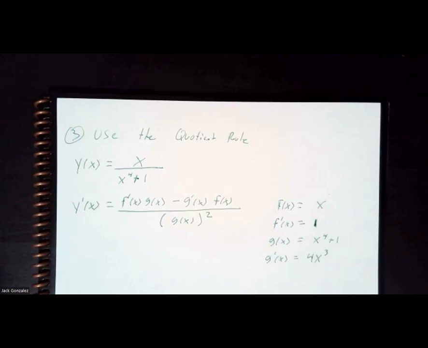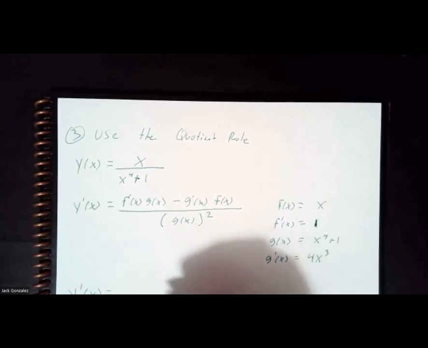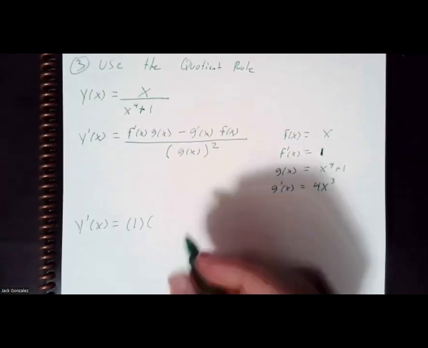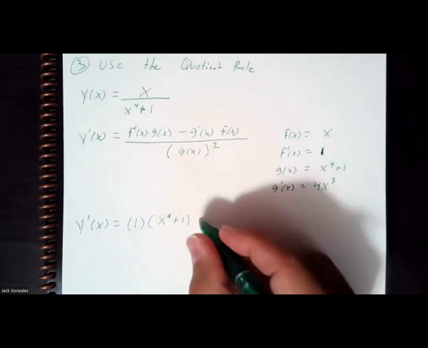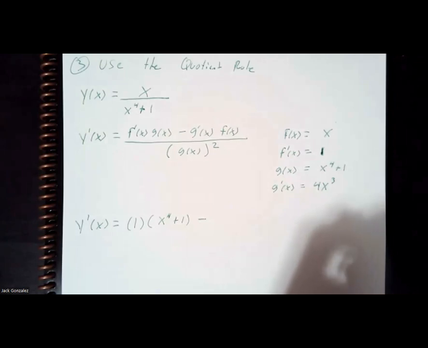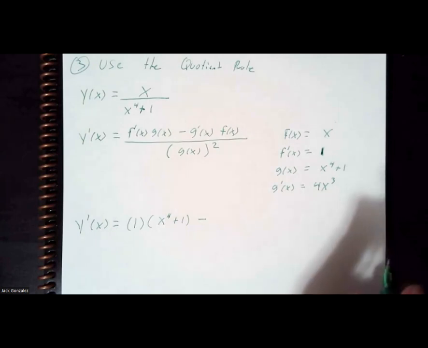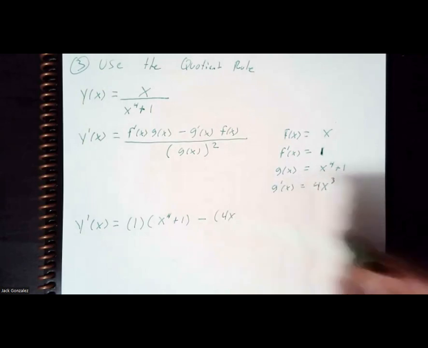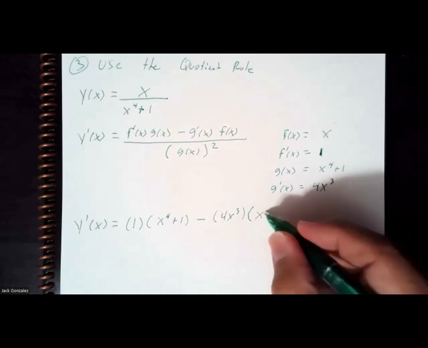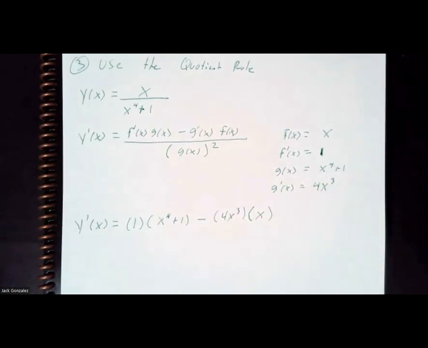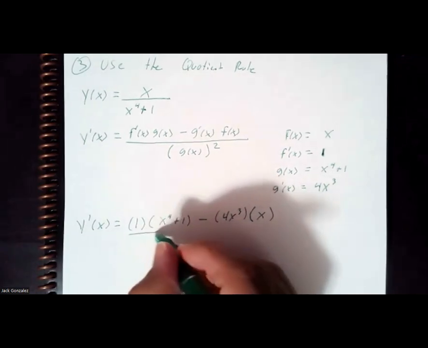There we go. Now we got everything. So the derivative is equal to f prime times g. There it is. That's all good. G prime would be right here, times x. Oh, yeah, forget it. Divided by g squared.